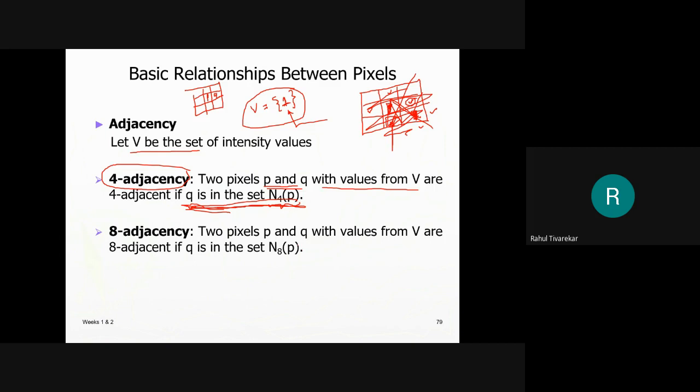Similarly, we have a definition for eight adjacency. Pixel Q is in the set of eight neighbors of P. So the example which I was talking about here was the example of eight adjacency. P was an eight neighbor of Q and Q was an eight neighbor of P.